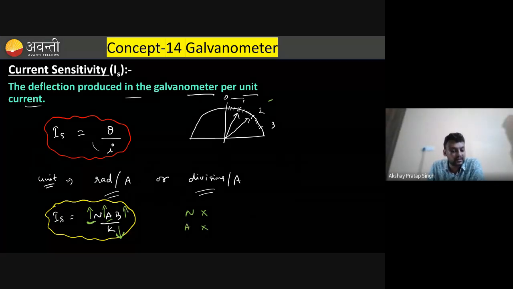So what are the two basic things you can change? Magnetic field and torsional constant. I hope you will try to remember. One more thing, I will end the topic here.